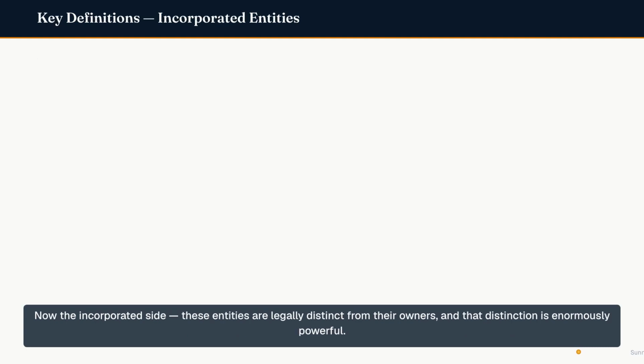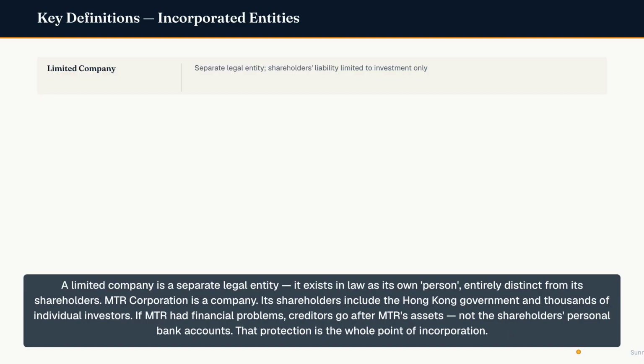Now the incorporated side, these entities are legally distinct from their owners, and that distinction is enormously powerful. A limited company is a separate legal entity. It exists in law as its own person, entirely distinct from its shareholders. MTR Corporation is a company. Its shareholders include the Hong Kong government and thousands of individual investors. If MTR had financial problems, creditors go after MTR's assets, not the shareholders' personal bank accounts.